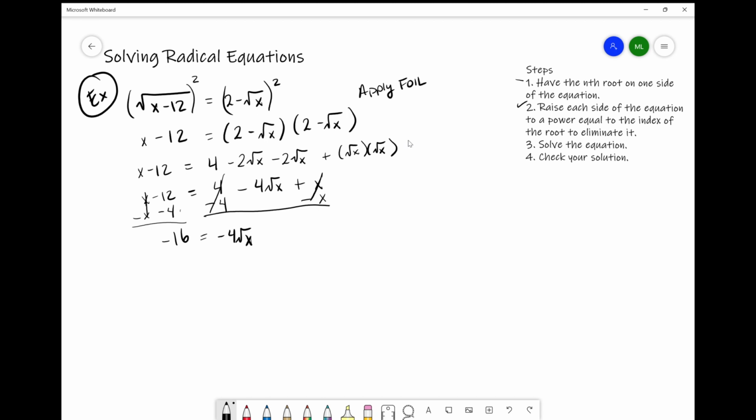Then again, isolate that radical. Even though you have that radical, you want to get that by itself. So divide by negative 4, divide by negative 4. So these would cancel out, leaving us with just root x down here. And then negative 16 divided by negative 4 is positive 4. And now see, you have a radical on your right-hand side, and then you can go back.